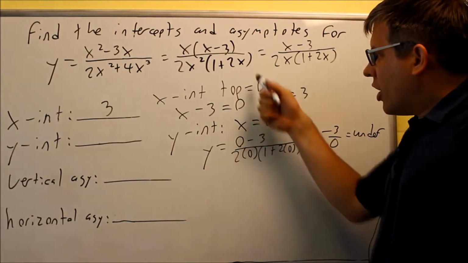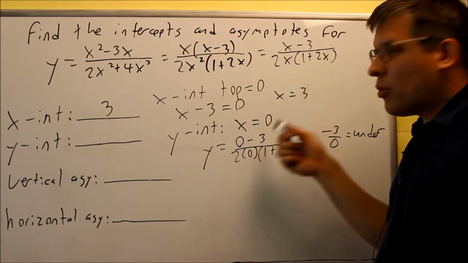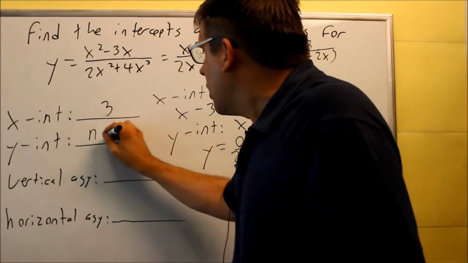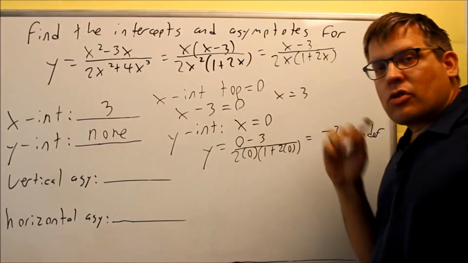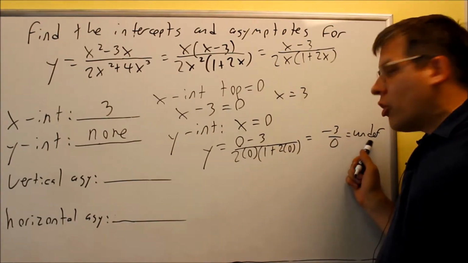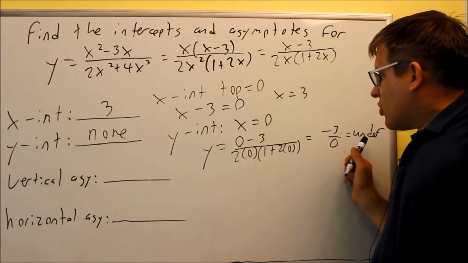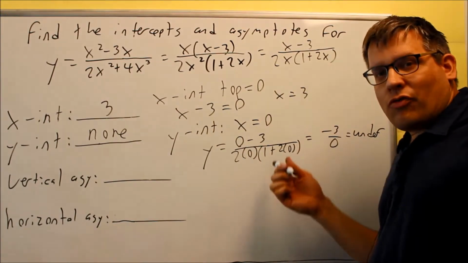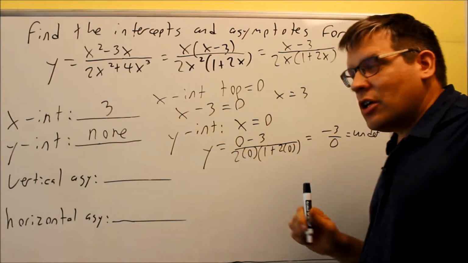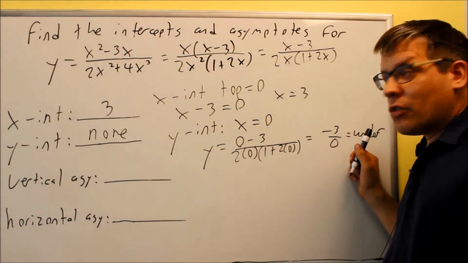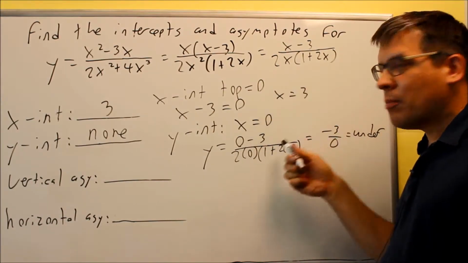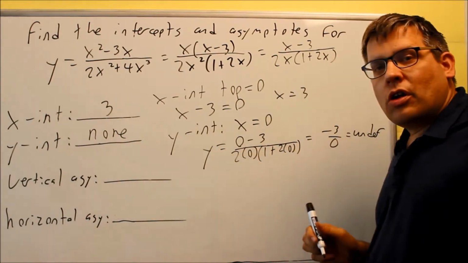So whenever you get undefined for either the x-intercept or the y-intercept, what you can put here is you're just going to put none. There is no y-intercept because when we solve for it, we got undefined. It doesn't mean that the y-intercept is undefined. It means that we actually don't have any because we could not actually solve for anything. So if that happens either for the top or the bottom, you're just going to put the word none for that one.